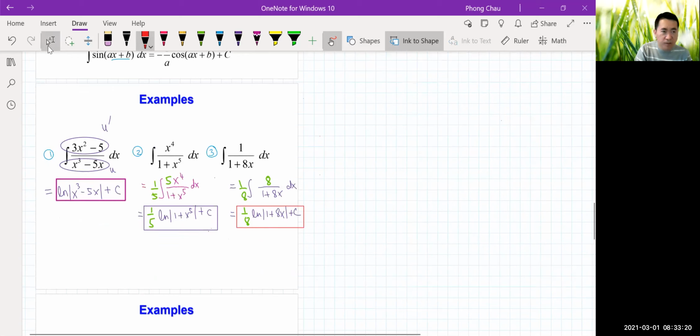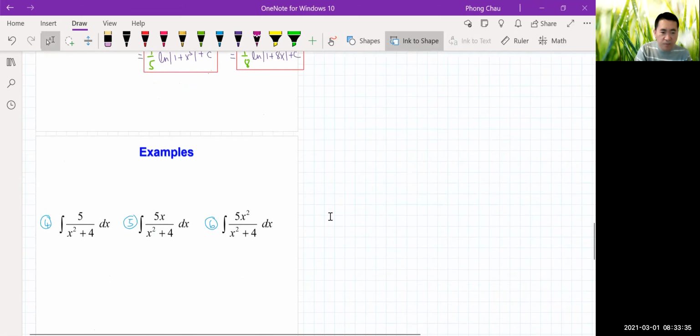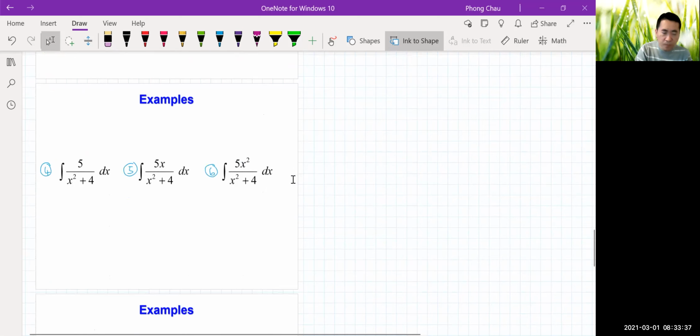Okay, so the next example here, look at it, some color. The next set, 3 examples. Now look at the next 3 examples here, 4, 5, and 6. They look very similar. They are also rational: polynomial over polynomial.